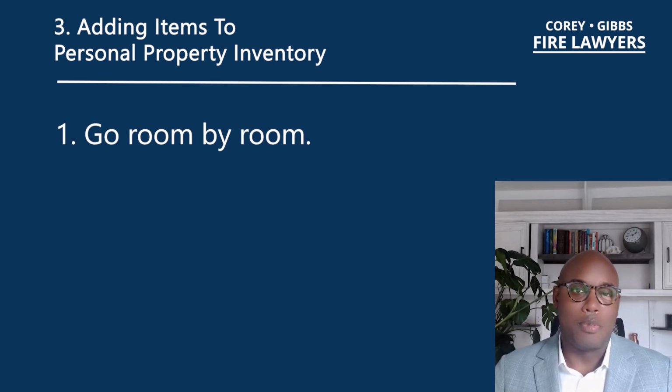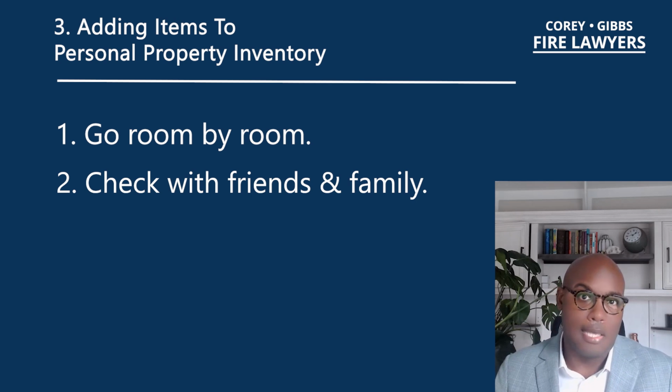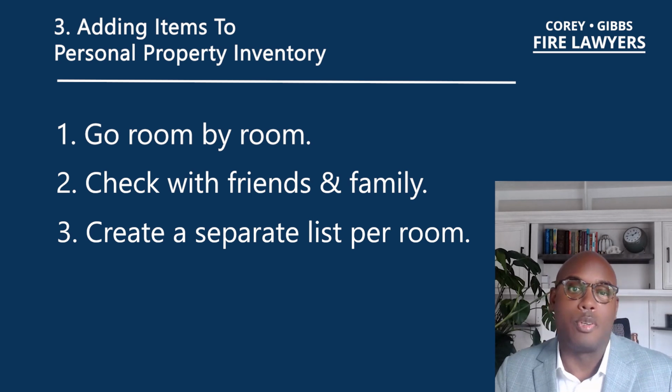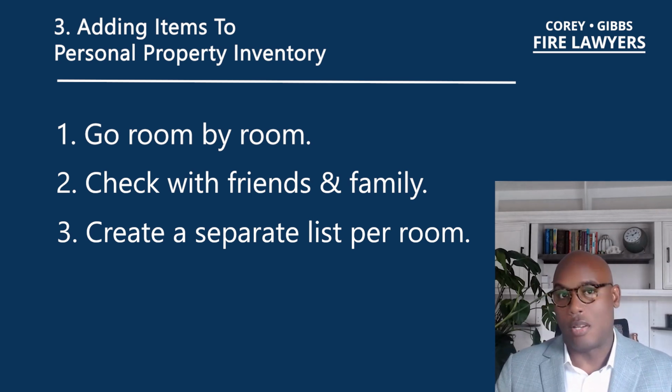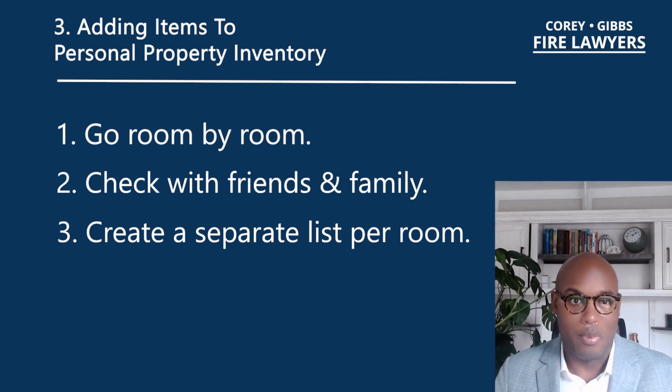When you begin adding items, we recommend that you go room by room, visualizing the property that was in each room. You should also check with friends and family members about their recollections of the properties that you had in each room. In doing so, don't forget to think about what was in the drawers and the closets of each room. In this vein, we also recommend that you create a separate list for each room, going back to the room as you recall another item that was in it. If you are using Excel to create a personal property inventory, creating a separate worksheet for each room with columns for the item, condition, and value is an efficient way to create a personal property inventory.